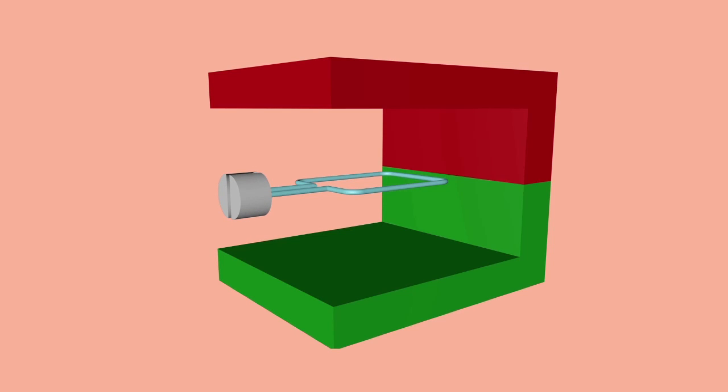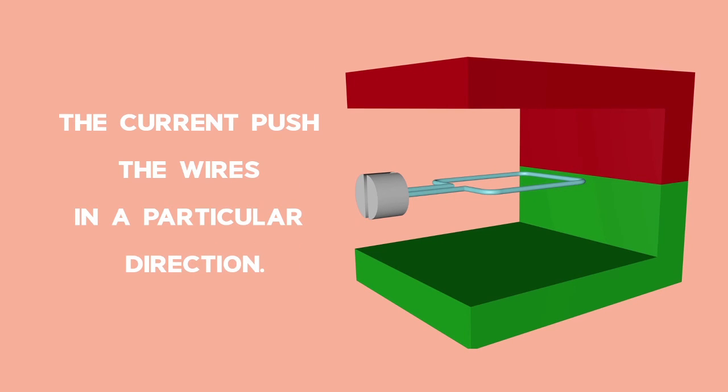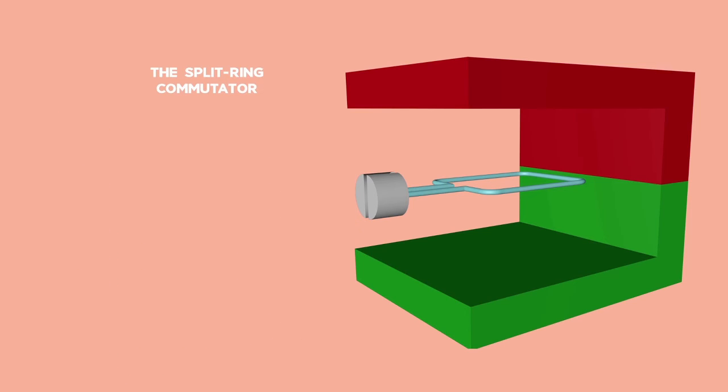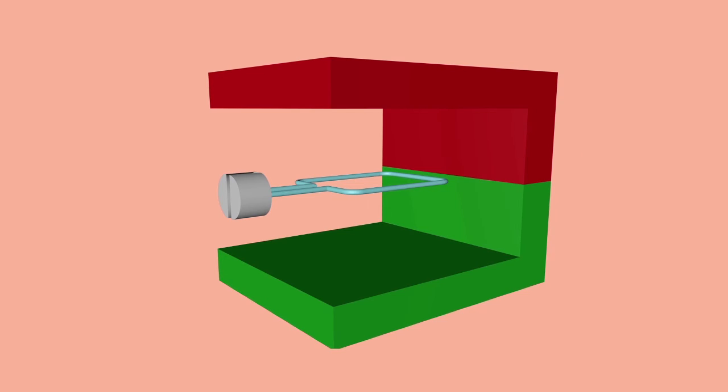As the motor rotates, first one piece of copper, then the next, connects with the brush every half turn. Because the current would push wires in a particular direction and they could go no further, the split ring commutator is needed. The wire on the left side of the armature always has current flowing in the same direction, and so the armature will keep turning in the same direction.